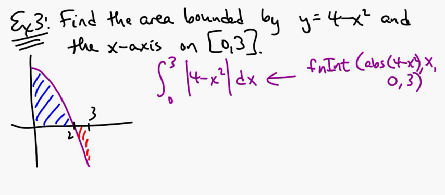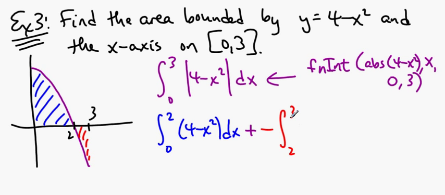I can find the blue integral and I can add the opposite of the red integral. And I'd have to add the opposite of the red integral because this is going to be a negative integral value, and I want to turn that around positive. So this is a negative number. I subtract a negative number, it turns around positive. So how do I do that?